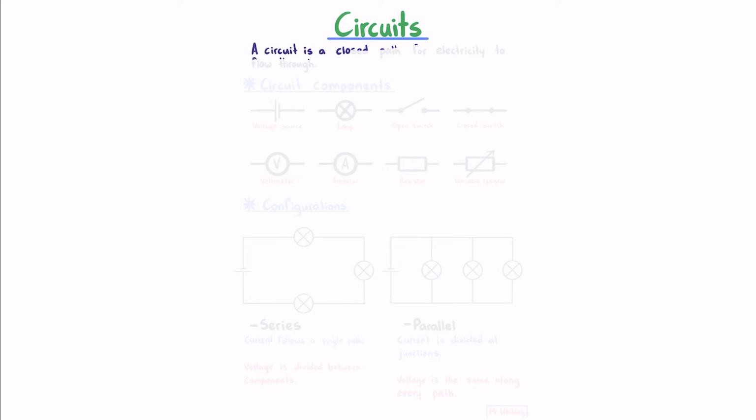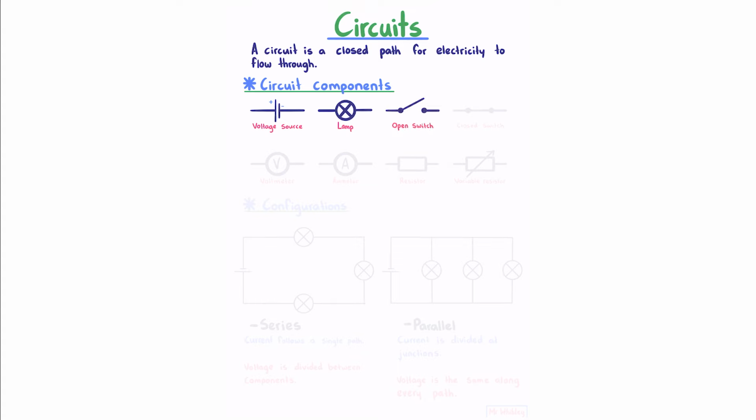Circuits. A circuit is a closed path for electricity to flow through. In this course, you'll need to be familiar with the following circuit components: a voltage source, where the long end is always the positive side, a lamp, an open switch, through which current is unable to flow, and a closed switch through which current is able to flow. A voltmeter, used to measure voltage, an ammeter, used to measure current, a resistor, which inhibits the flow of current, and we can put a line through it to show that the resistor is variable, meaning that its value can be changed. For example, it might be linked to some sort of dial that you can turn.